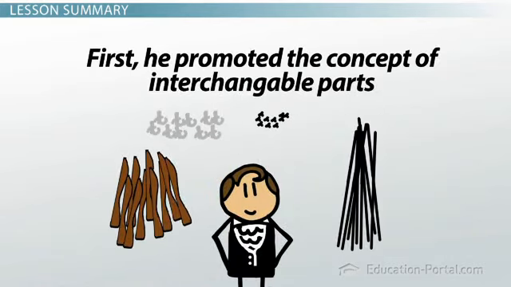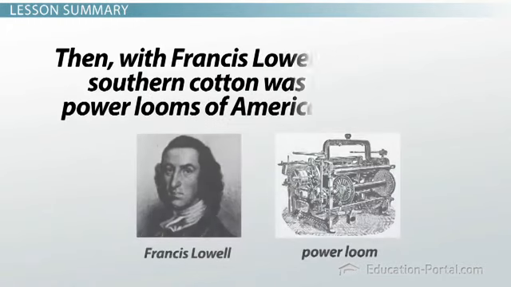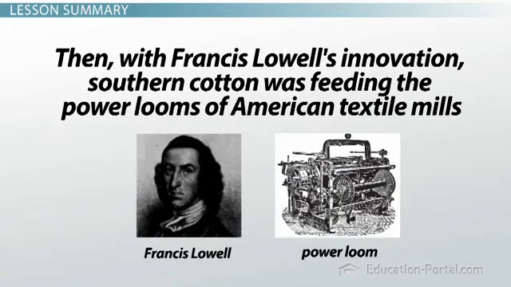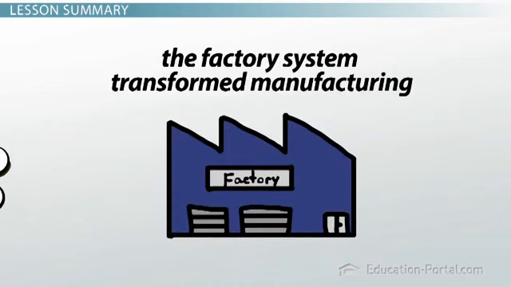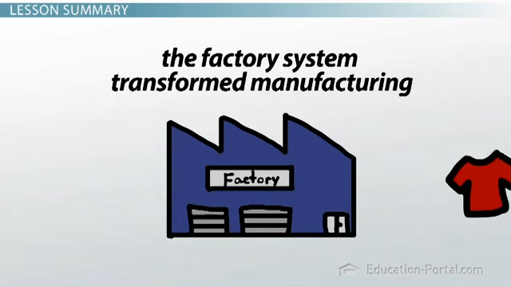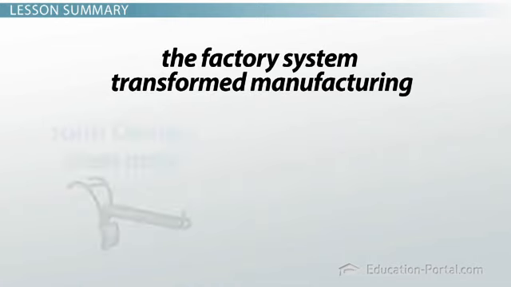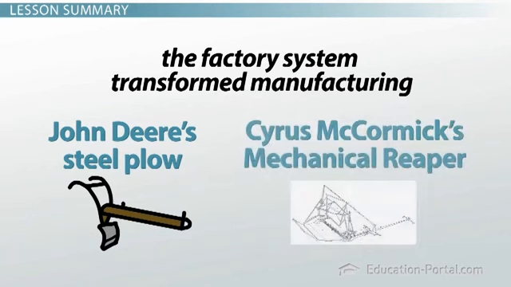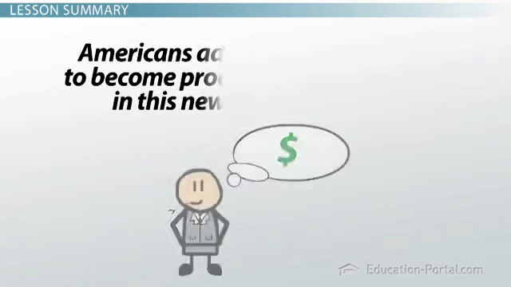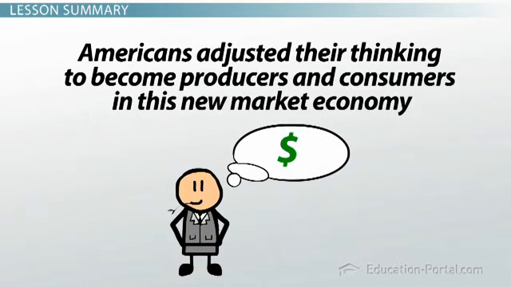First, he promoted the concept of interchangeable parts. Then, with Francis Lowell's innovation, Southern cotton was feeding the power looms of American textile mills. Soon, the factory system transformed manufacturing, and agriculture wasn't far behind. John Deere's steel plow and Cyrus McCormick's mechanical reaper helped mass-produce farm products. Americans adjusted their thinking to become producers and consumers in this new market economy.